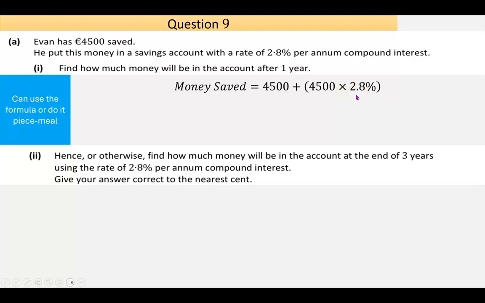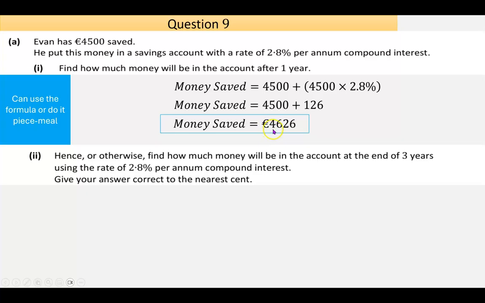You can use the percent button on the calculator or just multiply by 0.028 because at the end of the day, 2.8% is 2.8 over 100. So the number is not as straightforward, but we're multiplying that and we end up getting this number, 126. I'm going to add them together to get the final answer of €4,626. And that's what he has in his account at the end of that first year.